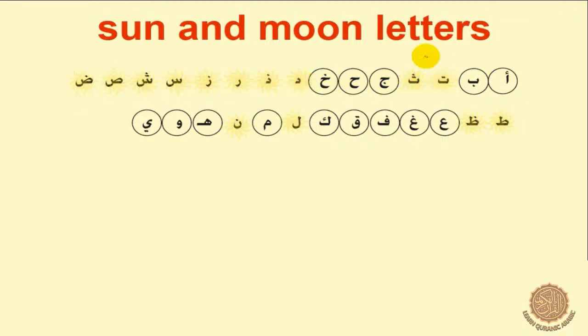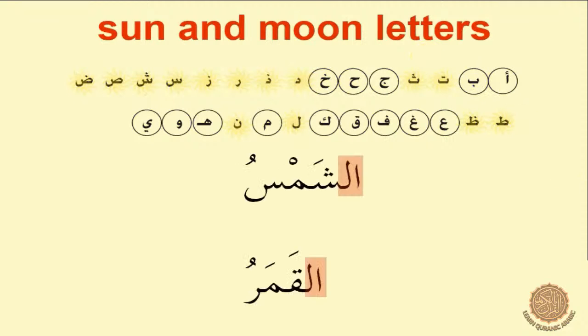Now, why do we have this division? To demonstrate this, here we have the word Ash-Shams and Al-Qamar, the sun and the moon. That's what they mean. And this is the Al of definiteness that we spoke about in the previous lesson. Now when you add Al to these, you'll notice a few things.